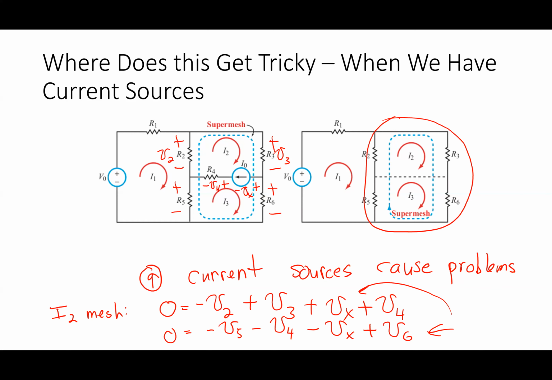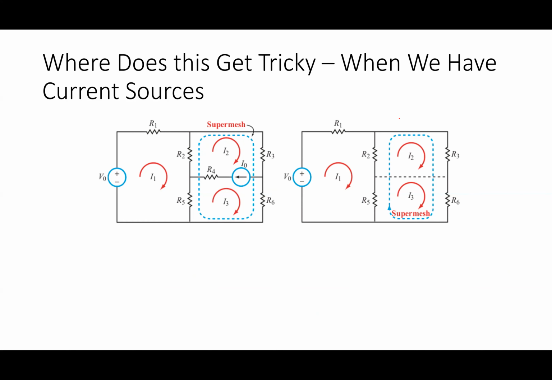Okay. So basically when we do this, we say, forget that that middle loop is there. So basically what you do is you do KVL around the super mesh, right? Which is the combination of the two meshes. All right, so it's the combo of the two.